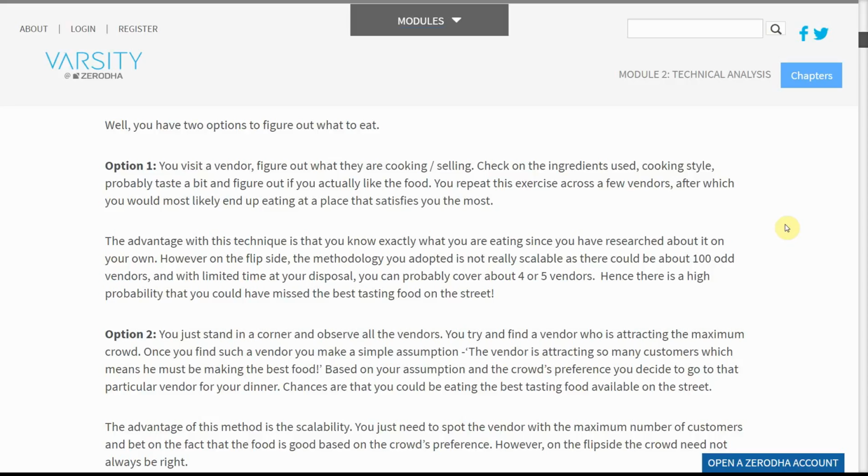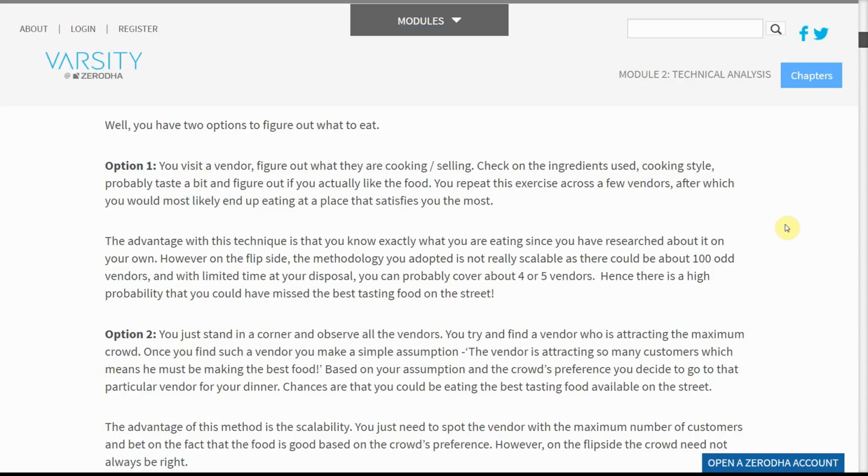The advantage with this technique is that you know exactly what you are eating since you have researched about it on your own. However, on the flip side, the methodology you adopted is not really scalable as there could be about 100 odd vendors. And with limited time at your disposal, you can probably cover about 4 or 5 vendors. Hence, there is a high probability that you could have missed the best tasting food on the street.